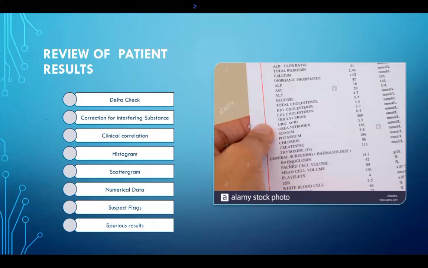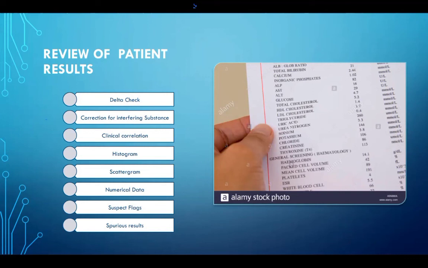And why are we carrying out all these activities? Our intention is we want to release correct patient results, which are meaningful for the clinician, because 70% of the decisions of the clinicians are based on our reports. One thing is, with this IQC and EQAS we are checking our analytical system, but simultaneously delta check is also important, where you are comparing results with the previous results.